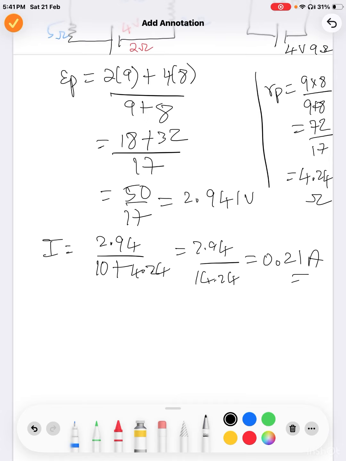Once you find the current value, we can find the potential. Potential equals I into R. I is 0.21 and the R value is 10. So 0.21 into 10 becomes 2.1 volt.